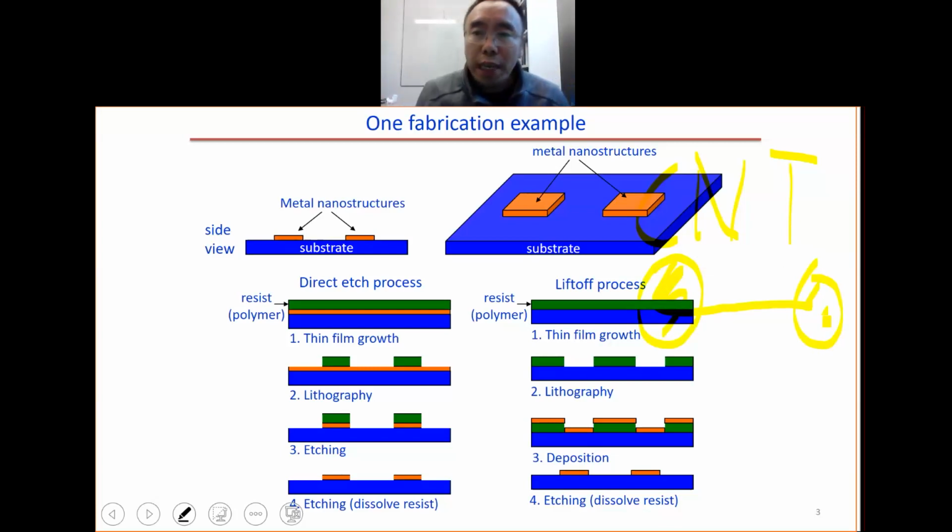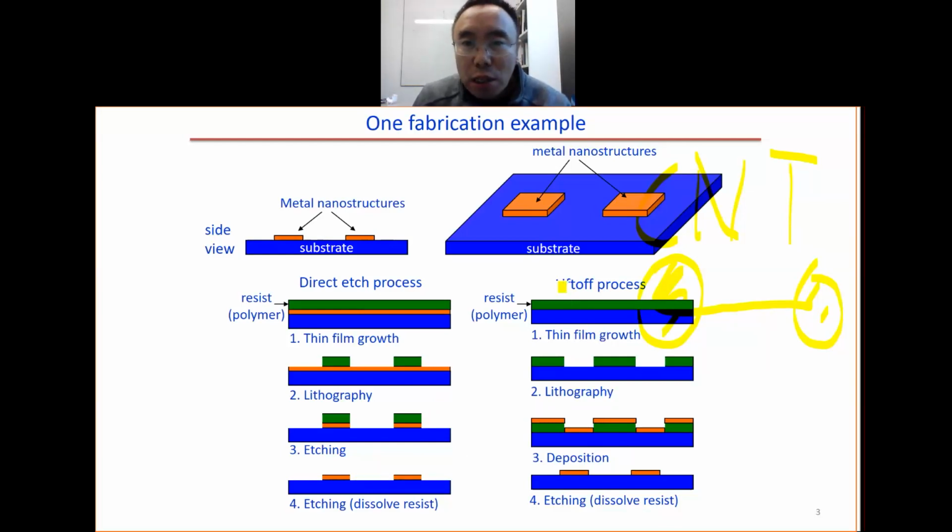There are two processes to pattern those metal nanostructures. The first one is called the direct etch process. In this process, first we have the substrate. We coat the metal film. Then we coat the resist. Then we do the lithography to pattern the resist. Then we use the resist as the etching mask to etch into the metal. Then we remove the resist. In the end, we get the metal structures.